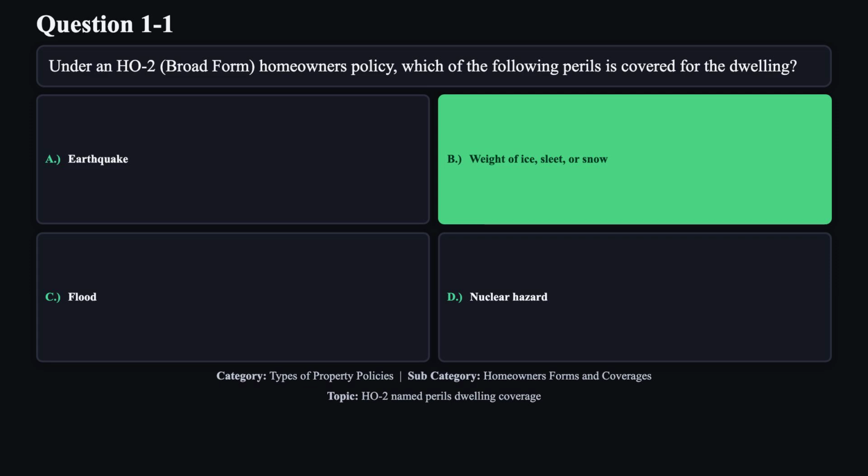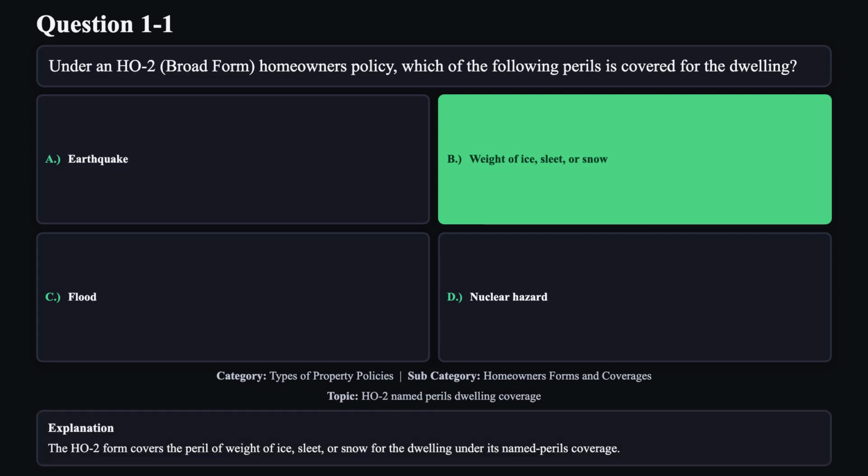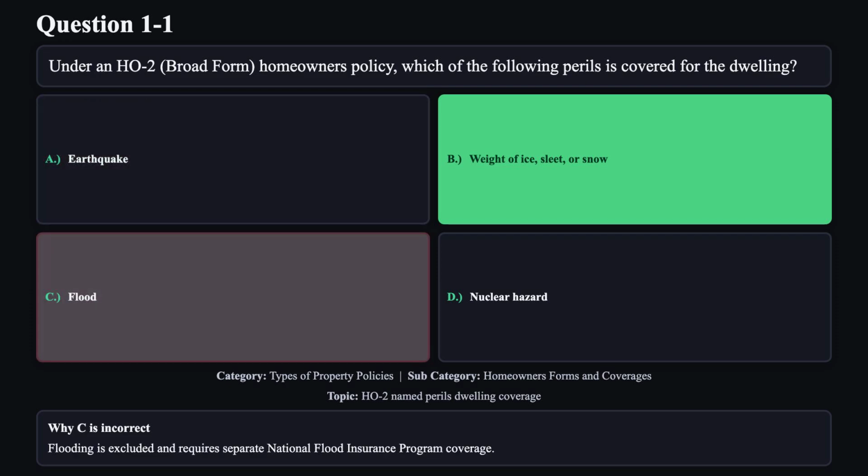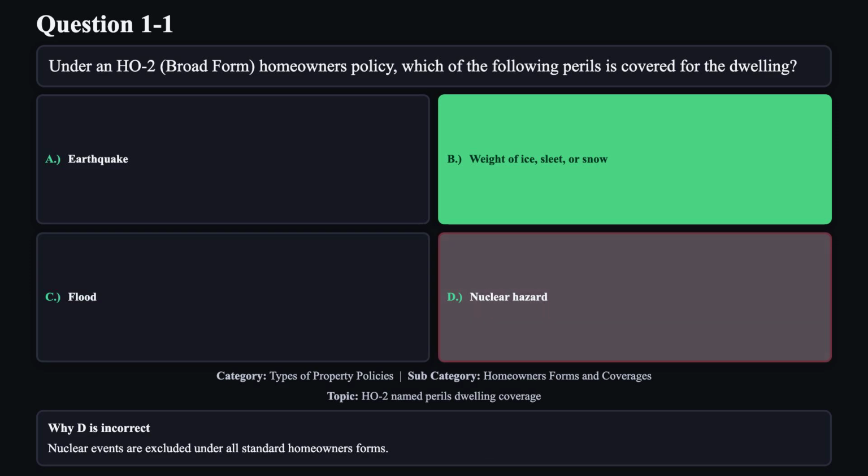The correct answer is B. The HO2 form covers the peril of weight of ice, sleet, or snow for the dwelling under its named perils coverage. Reason A is not correct. Earth movement is excluded under the homeowner's broad form. Reason C is not correct. Flooding is excluded and requires separate National Flood Insurance Program coverage. Reason D is not correct. Nuclear events are excluded under all standard homeowners forms.